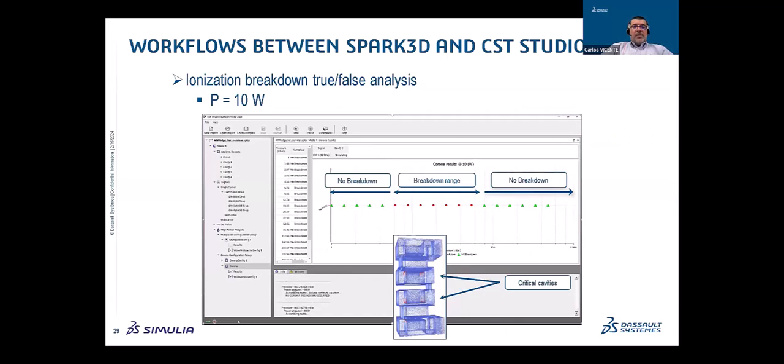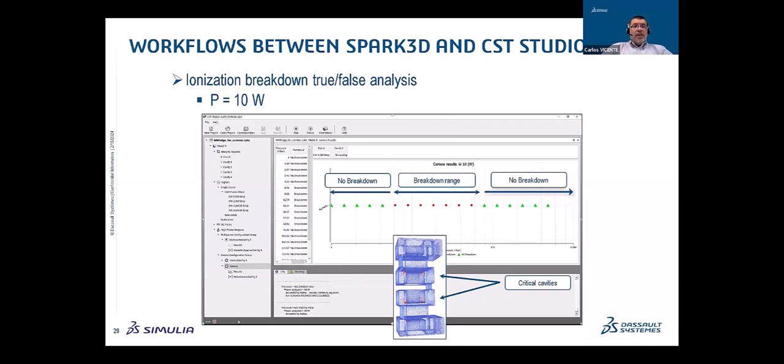So here you have the example. In this case, the power is 10 volt, and you can see that in the complete pressure range, in this low pressure area, you don't have breakdown. Also at high pressure levels, you don't have breakdown, but there is a critical pressure range in which breakdown is possible. So this really is emulating what you do many times in the lab by pumping down the pressure and then checking whether for a particular power level you have breakdown or not.